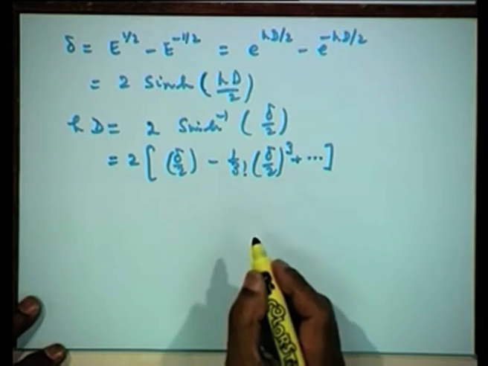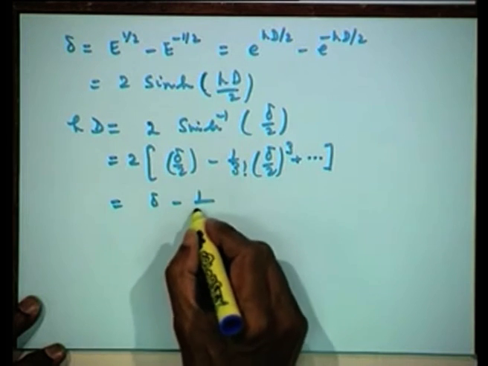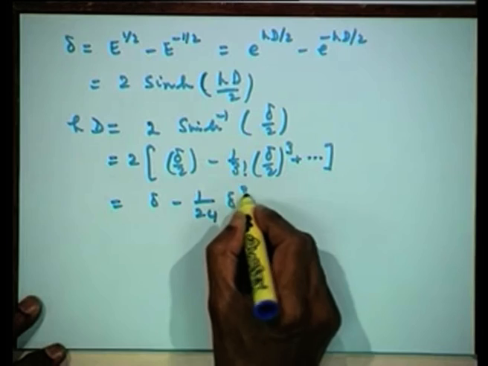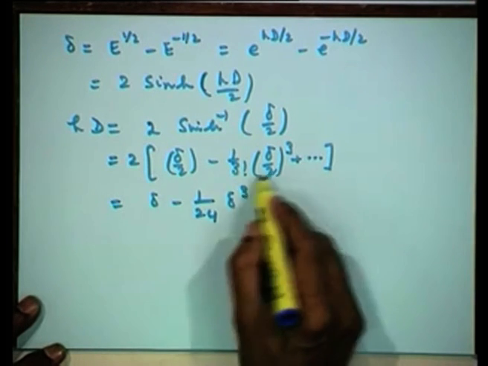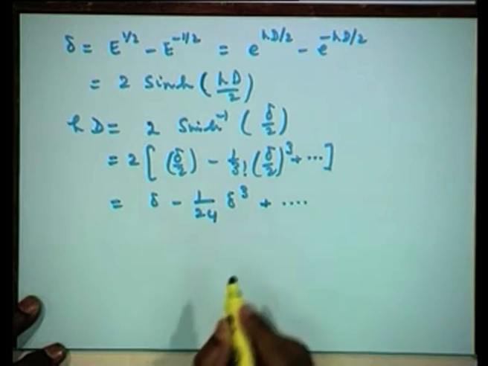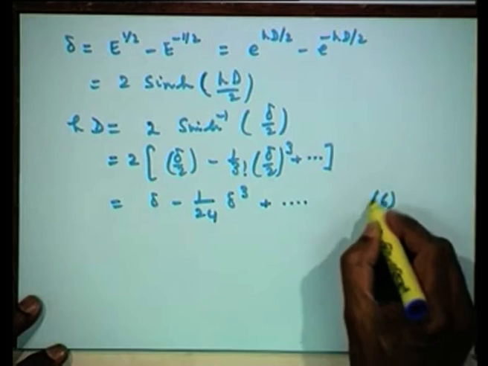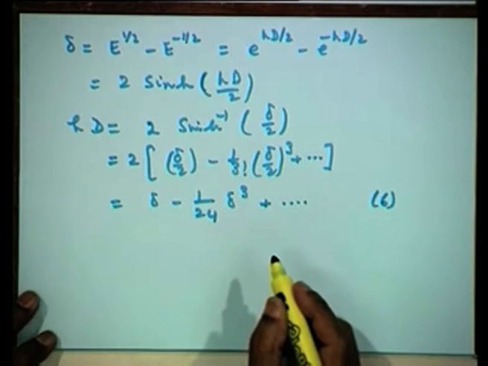The first 2 terms will be the same. That means, I can write this as delta minus 1 upon 24 delta cubed. This is 8 into 6, 48, you have a multiplicative factor here. So, this is the derivative, first derivative in terms of the central difference.